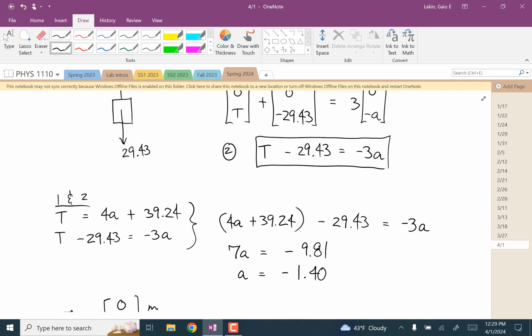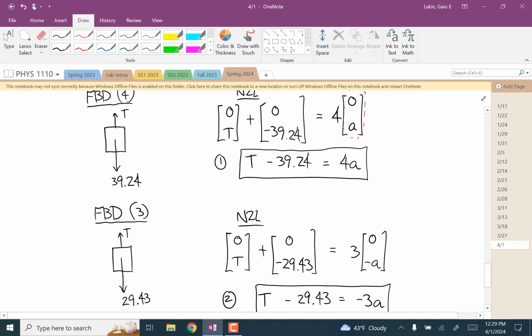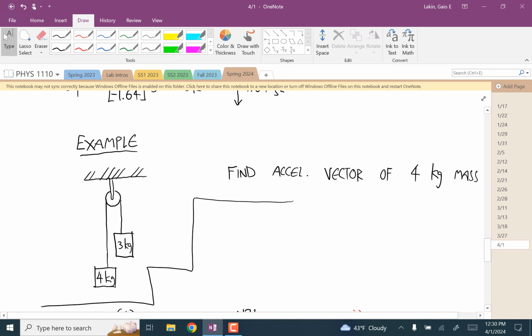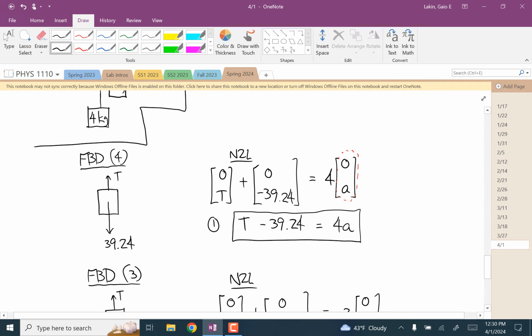Yes? I may have missed this, but how do you dictate which acceleration you add the negative to out of the two different equations? Oh, it just depends on which one the problem is asking for. This specifically asks for the acceleration vector of the 4 kilogram mass. So I'm going to use the acceleration vector from my Newton's second law of the 4 kilogram mass. Whatever body you're looking for is the one you leave positive, and then you make the other one negative.